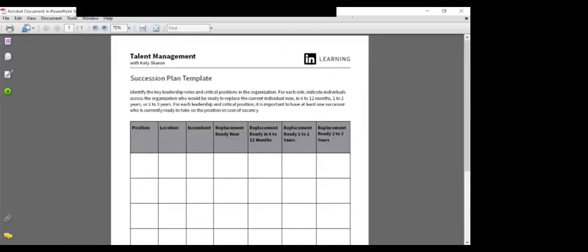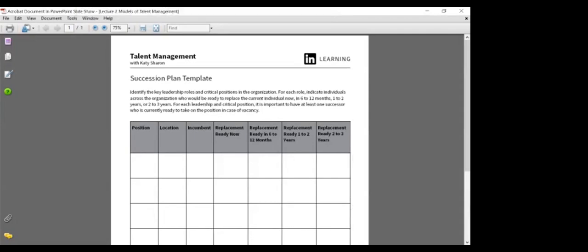So here, this is a very good template, and this can be filled up by a talent manager. Like we were talking about earlier, you have to identify the key profiles, the key leadership profiles, key skill profiles, key experience profiles, key managers. They need to be identified.